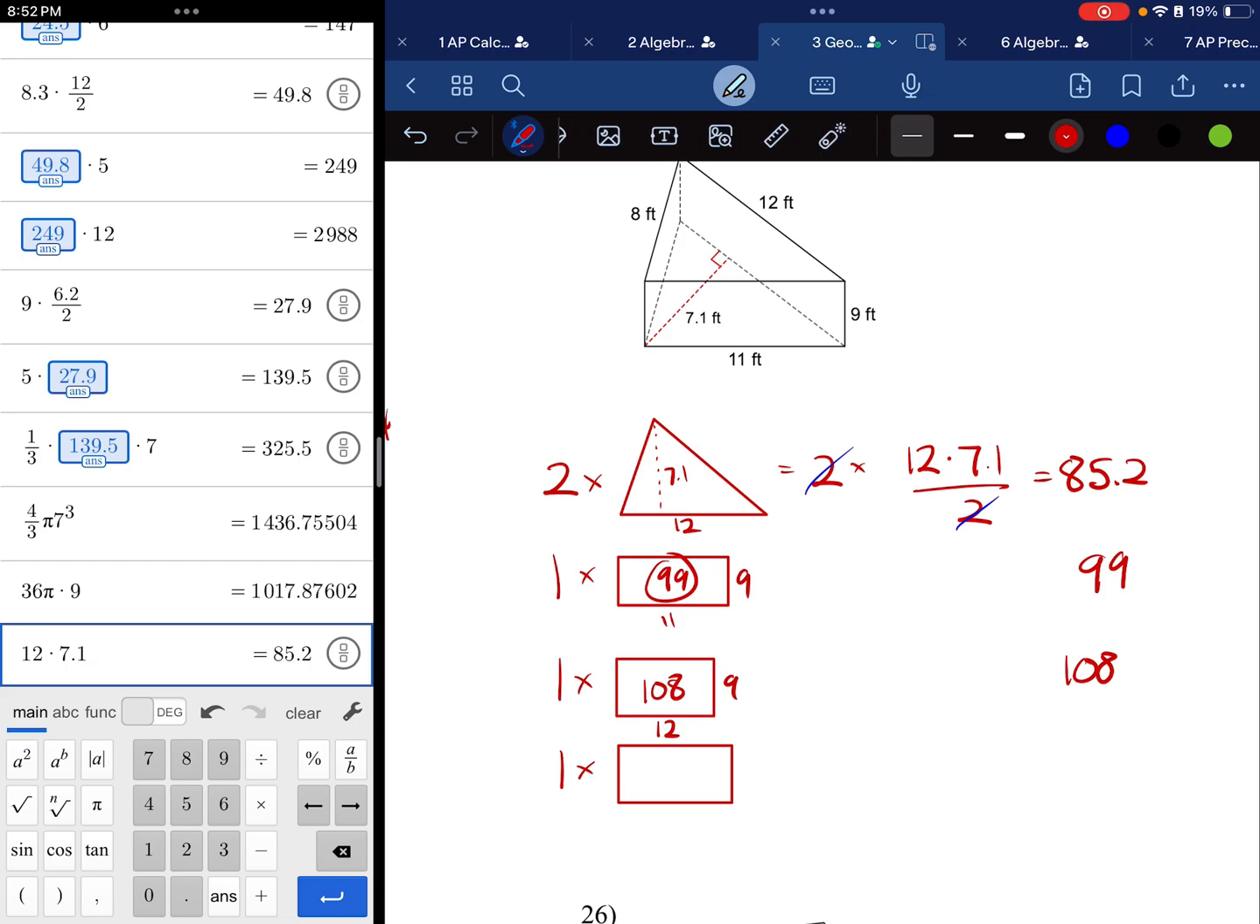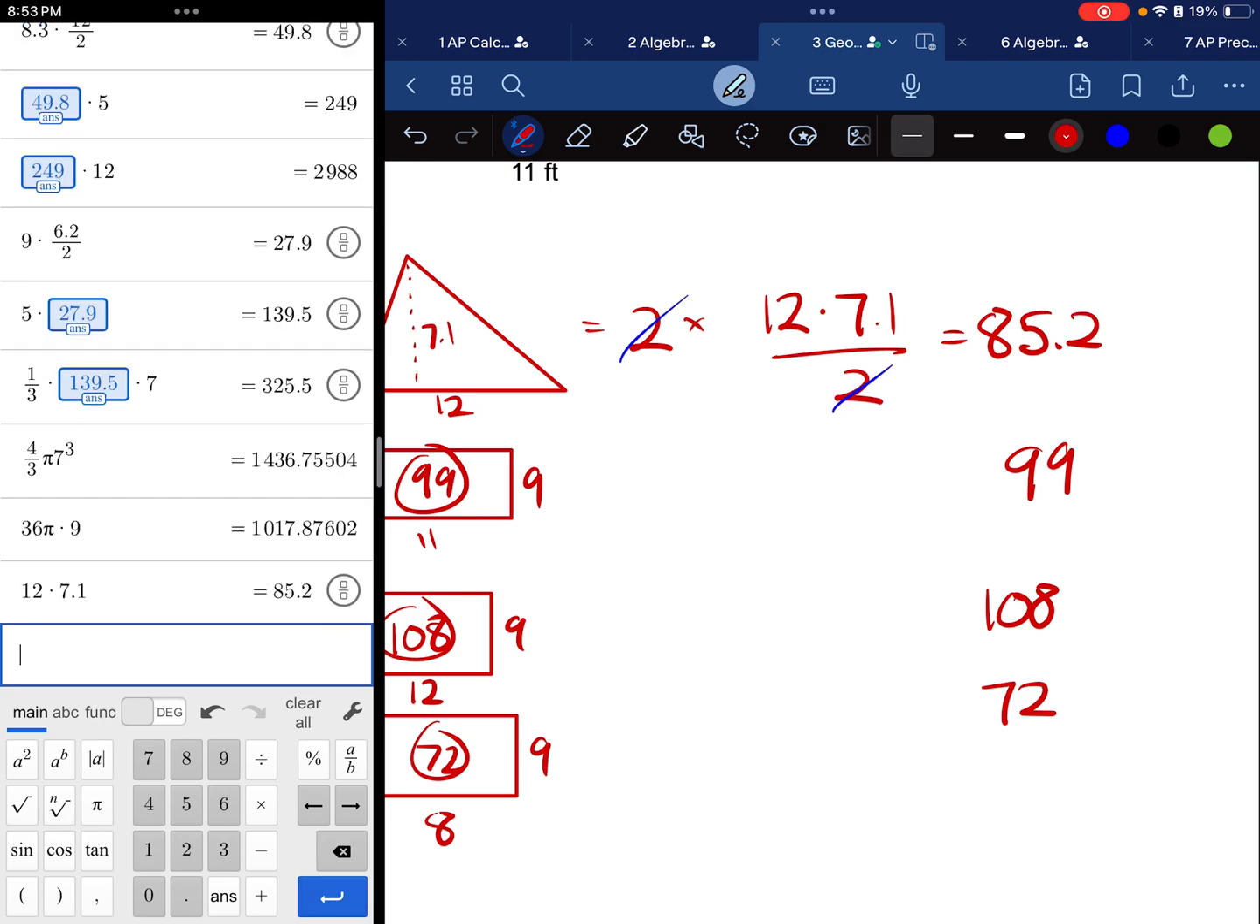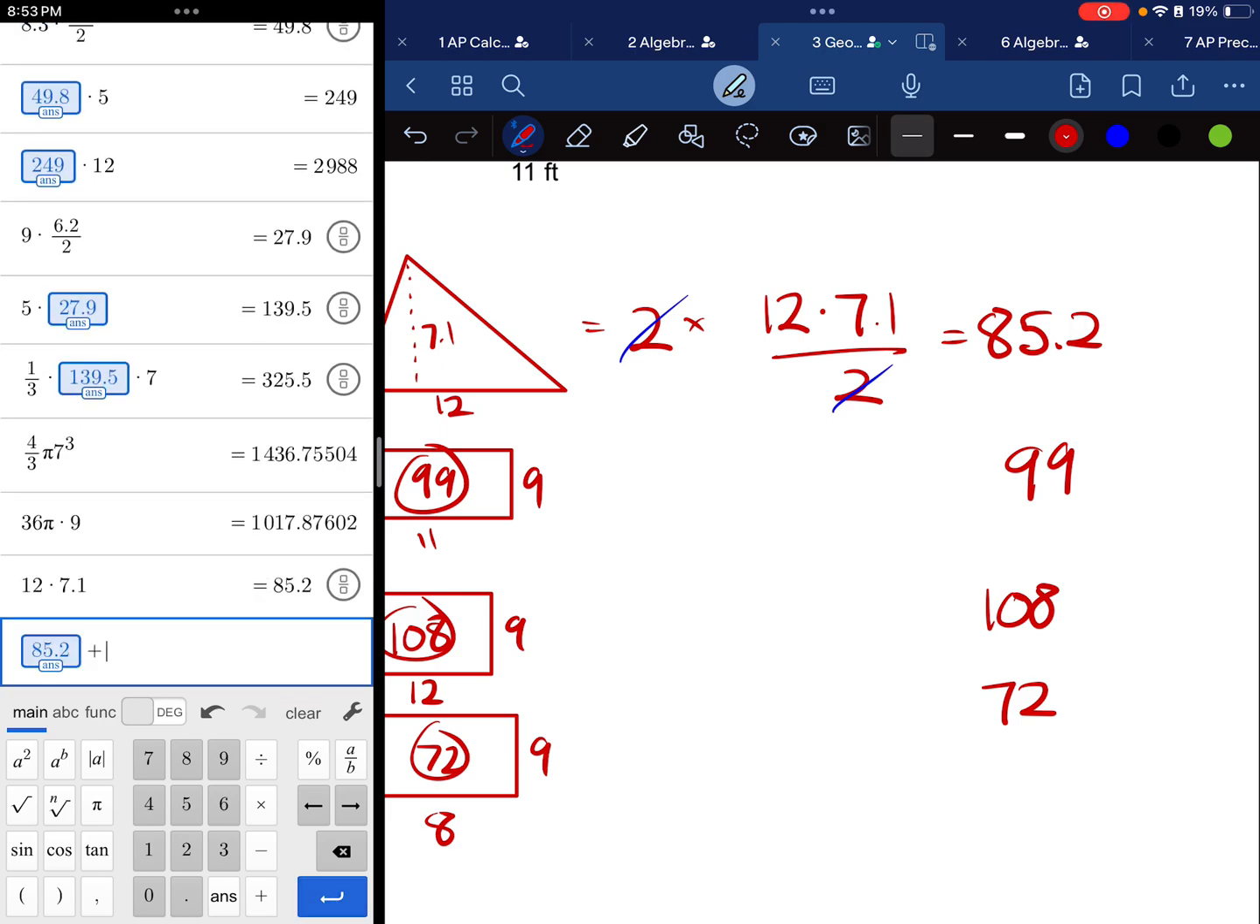And the next one that I see is this rectangle back here, which is an 8 by 9. So I'm going to go ahead and label this one 8 by 9. Obviously not to scale. 8 times 9 is 72. And add 72 to the list. All right, that is all the areas. I just have to add each of these up. So I'm going to do this with the calculator because why not? So I'm going to take that answer plus 99 plus 108 plus 72.